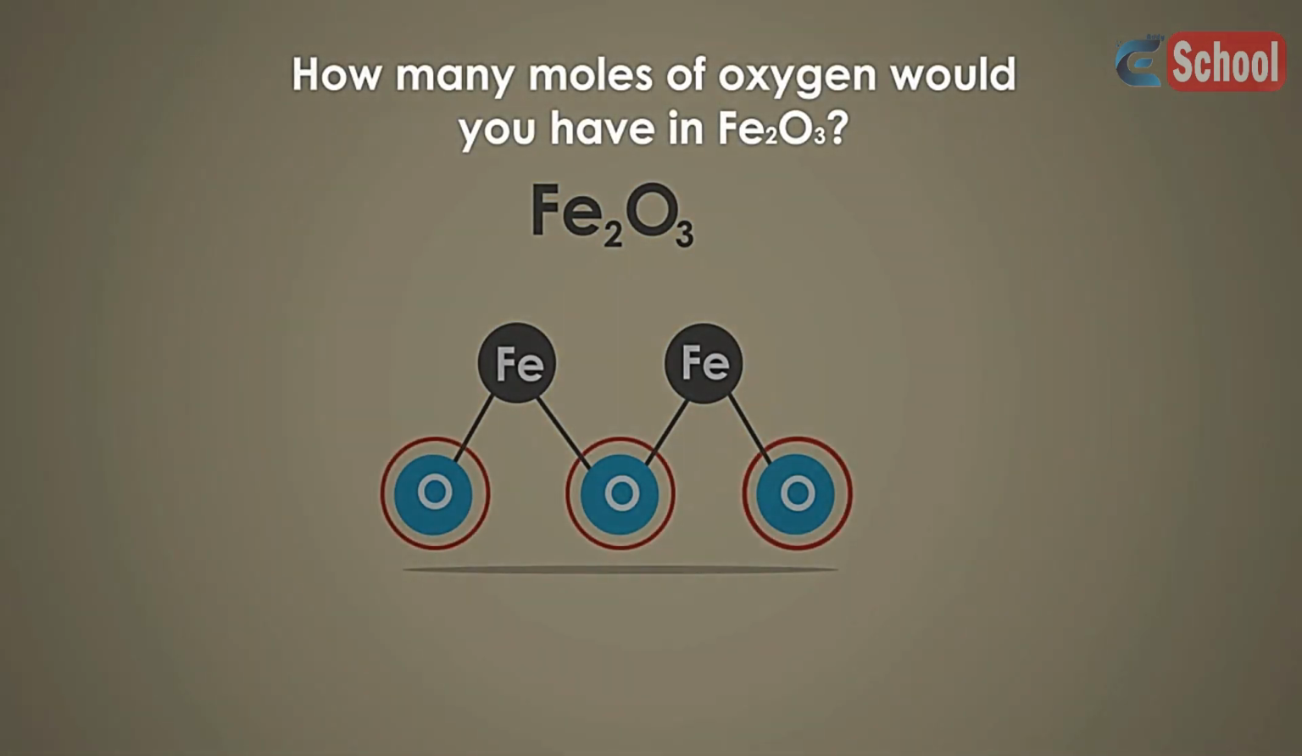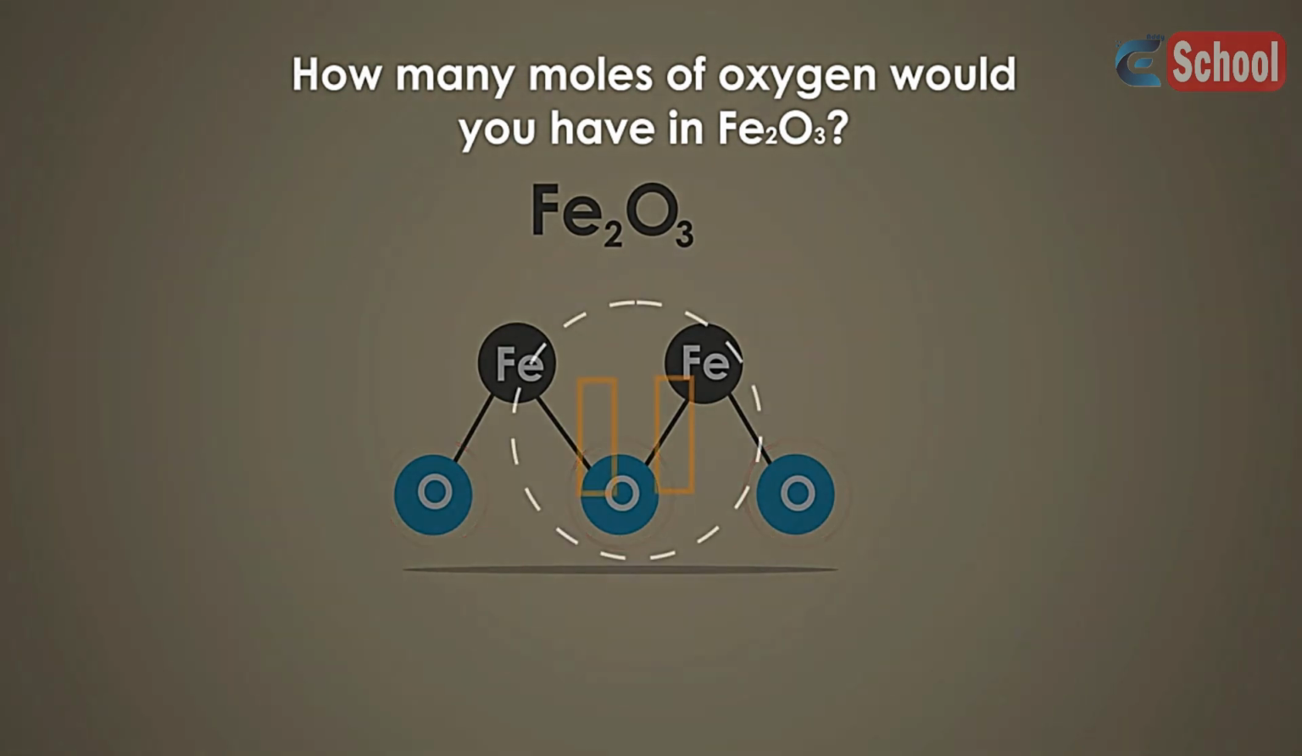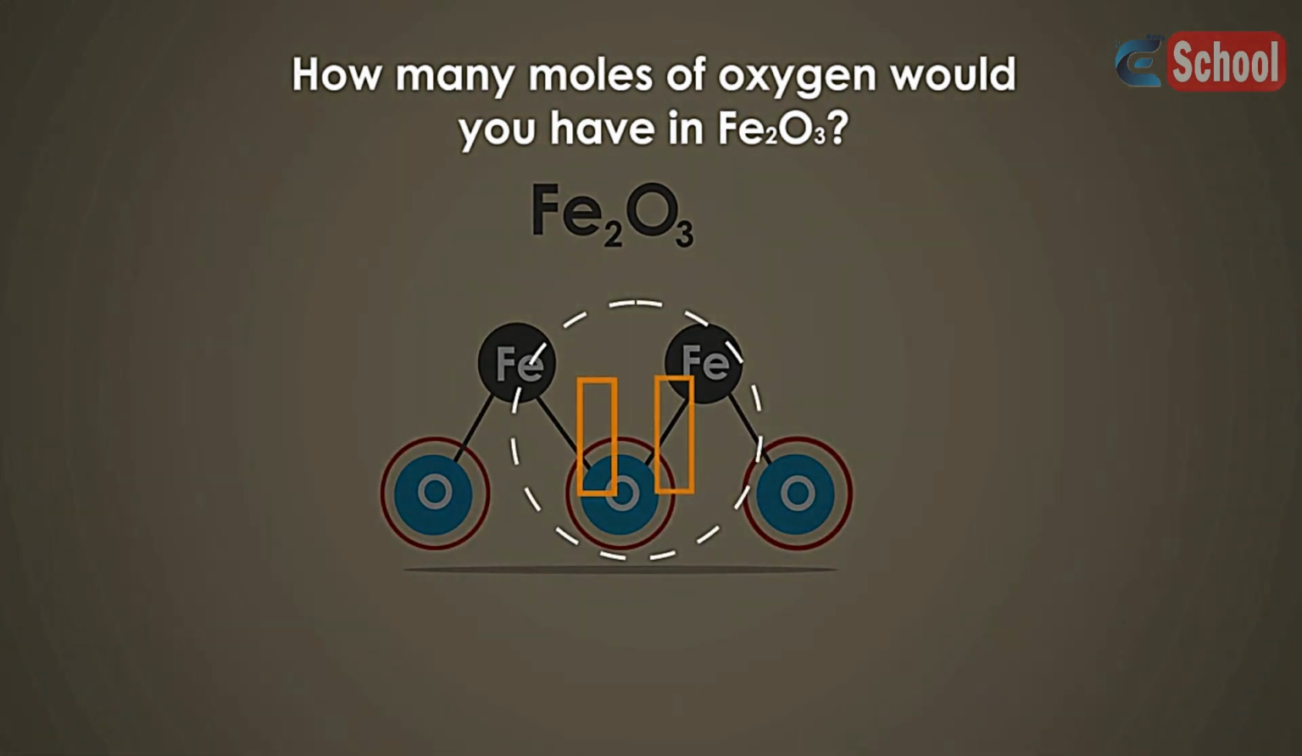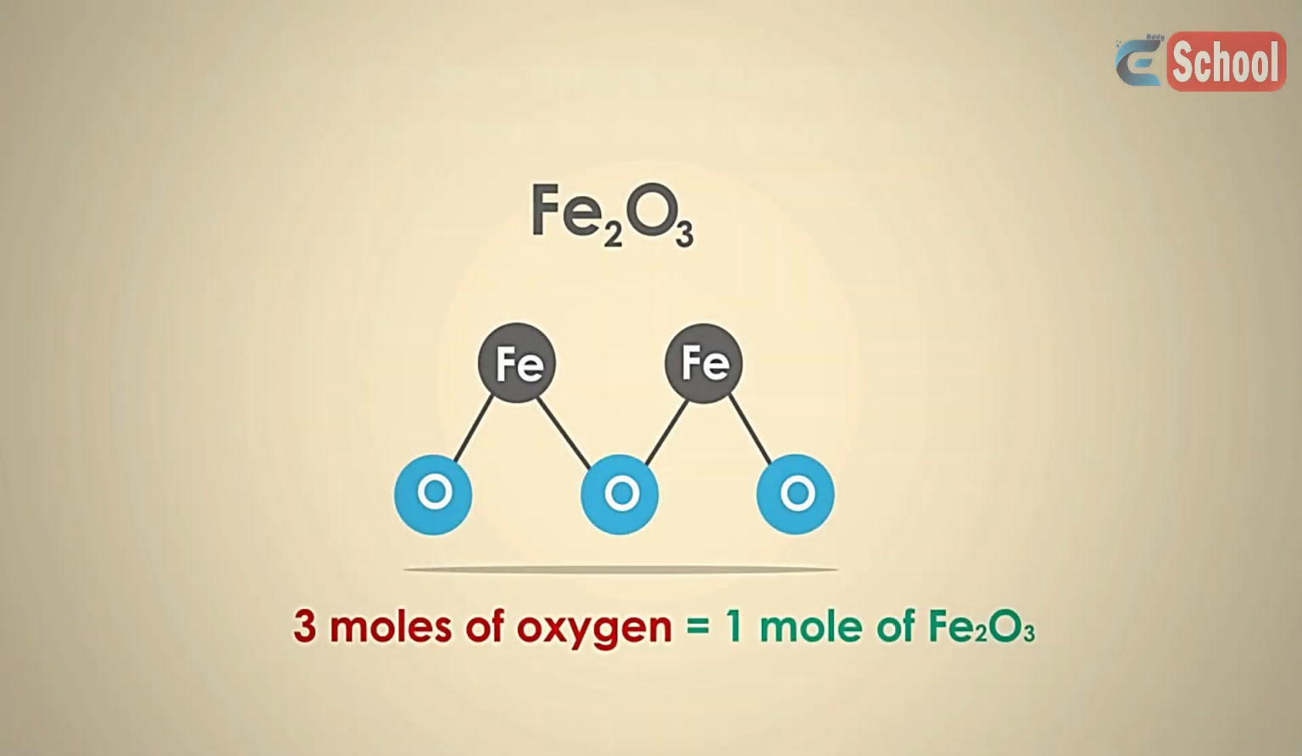How many moles of oxygen would you have in Fe2O3? Pause the video and think about it carefully. The answer is 3 if you're using 1 mole.